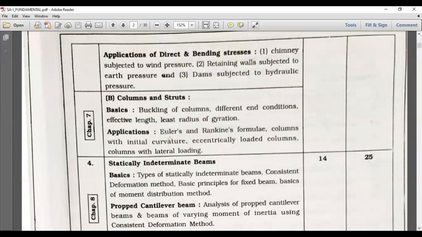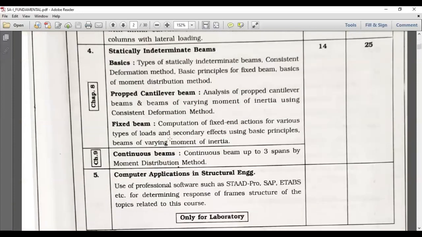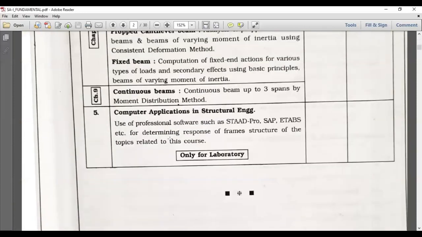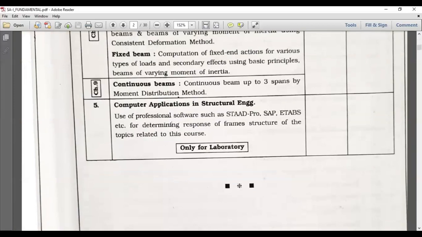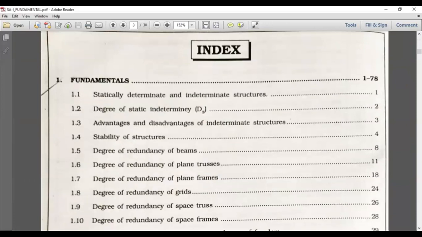application of direct and bending stress, column and strut; statically indeterminate beam, in which we study basics of static indeterminacy, properties of prop cantilever beam, fixed beam, continuous beam; and lastly computer application in structural engineering, which is only for laboratory purpose. Now we are going to start our first lecture, which is fundamentals.